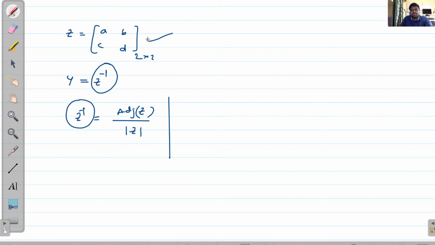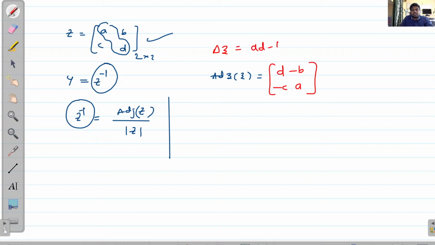For this 2 cross 2, you can interchange these two elements, right? So for adjoint Z, first you can interchange this a and d elements, you will get d and a here, and you can assign a negative sign to these b and c elements, so you will get minus b, minus c. And delta Z, okay, delta Z equals ad minus bc. This is your delta Z.